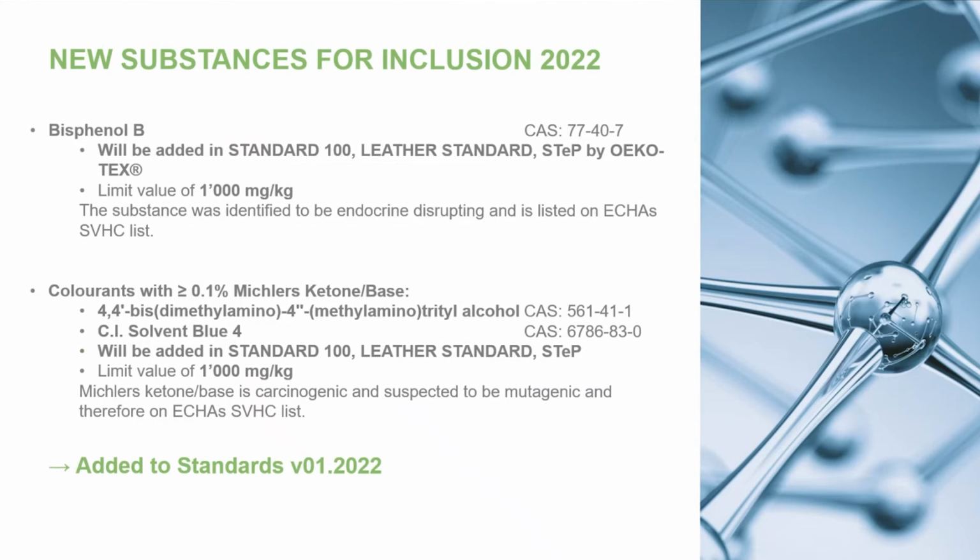Next, we have colorants with more than 0.1% Michler's ketone or base. You can see these 2 colorants, which we have added with a limit value of 1,000 milligrams per kilogram to the Leather Standard, Standard 100, and STEP. This is because Michler's ketone and base is carcinogenic and suspected to be mutagenic as well, and has been added to the ECHA SVHC list.